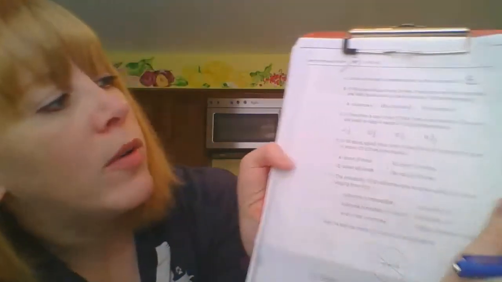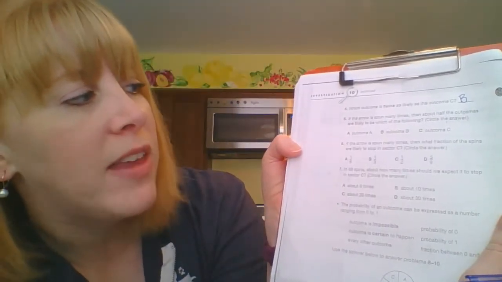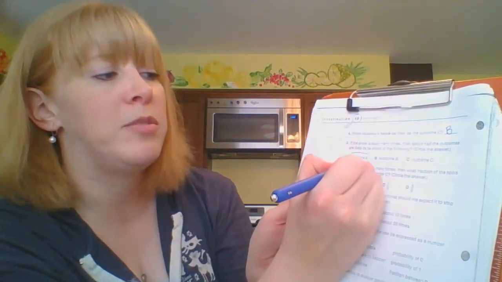If the arrow is spun many times, then about half the outcomes are likely to be which of the following. So which one is most likely to be spun half of the time? Now, if this is a pizza, I'd say half of my pizza has A's on it. So A is the one that's likely to occur half the time. Now I'm circling this on my objective. When you fill this in on the Google Doc, you're going to have a box to type in your answer since you can't draw on the Google Doc if you're doing this electronically.